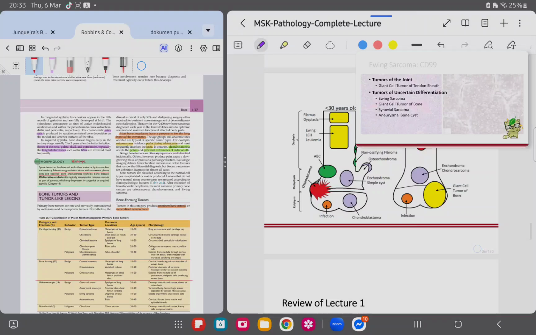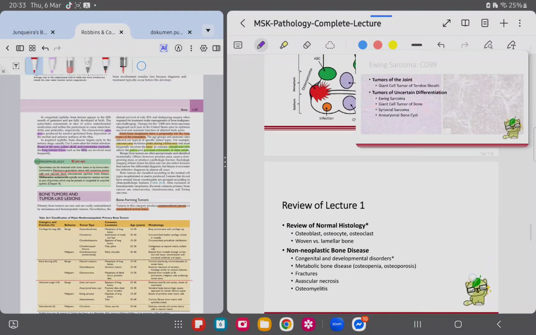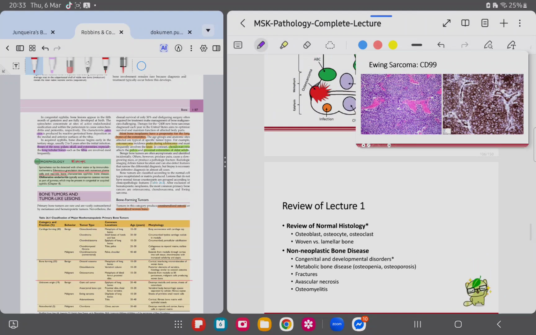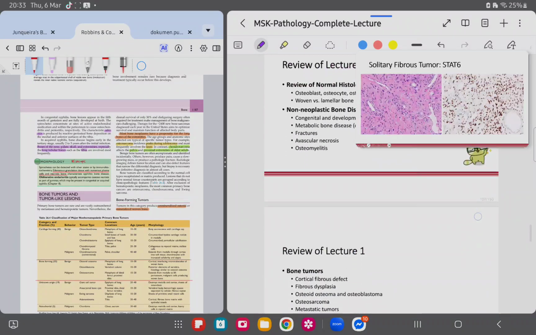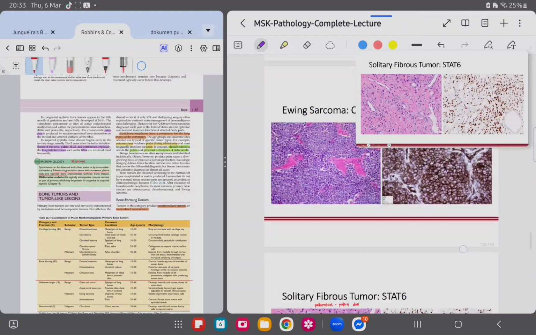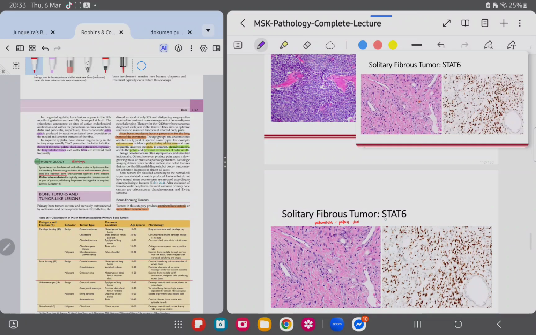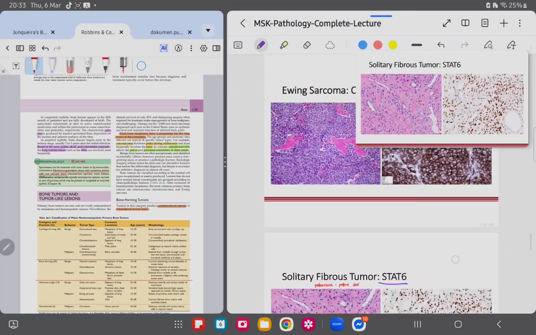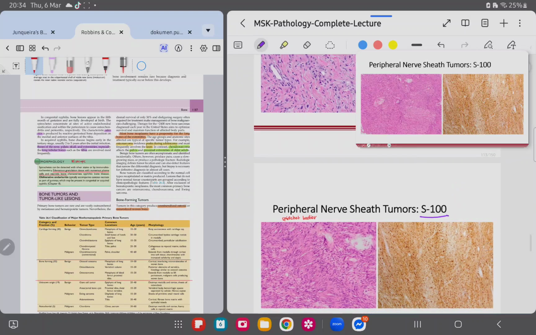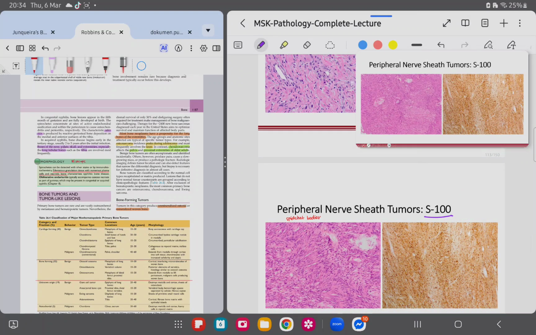Solitary fibrous tumor is relatively common, but it's a tumor of uncertain differentiation. And if anything, you just have to be familiar with STAT6. It's the marker for solitary fibrous tumor. For peripheral nerve sheath tumors, the marker is S100. It can be really diffuse in schwannoma and neurofibroma, but in your malignant peripheral nerve sheath tumor, it has a tendency to be focally positive only. And as I have mentioned, if desmin or your muscle marker is positive, then we are dealing with a Triton tumor.